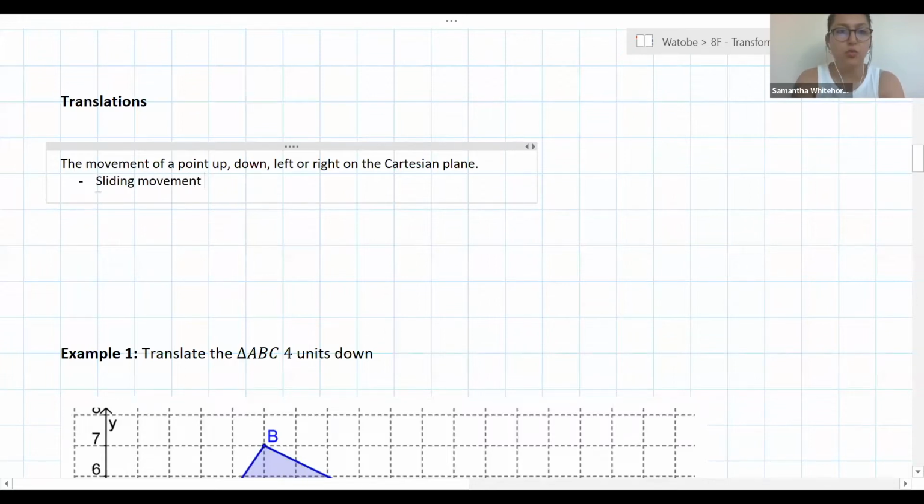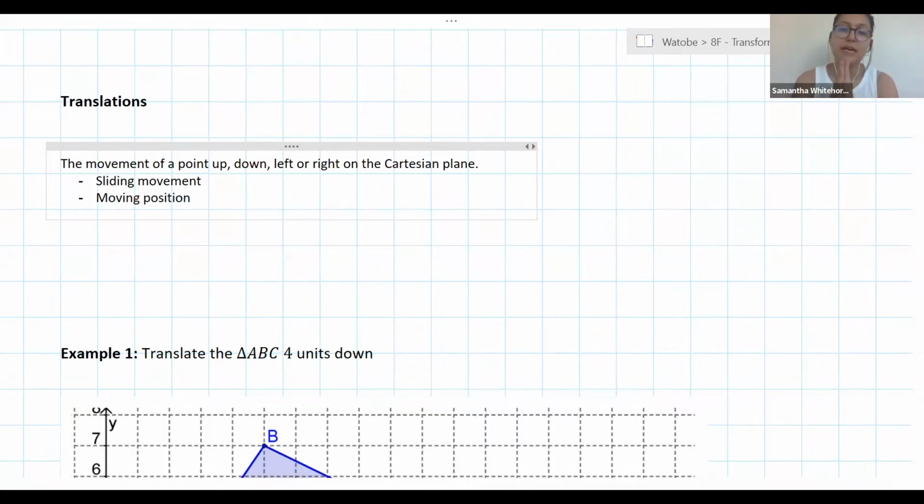We're not rotating it, we're not twisting it, we are not reflecting it, we aren't making it bigger, we aren't making it smaller. Literally all we are doing is taking the shape and sliding it along to a different position on the Cartesian plane. So there is no change in its shape, it literally just moves position. That is what a translation is.